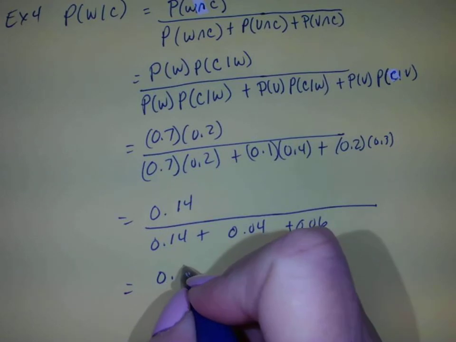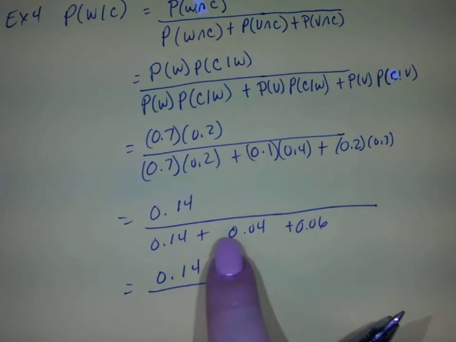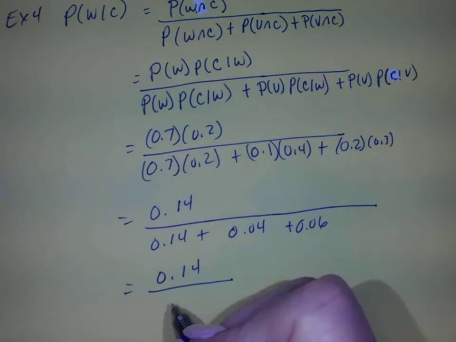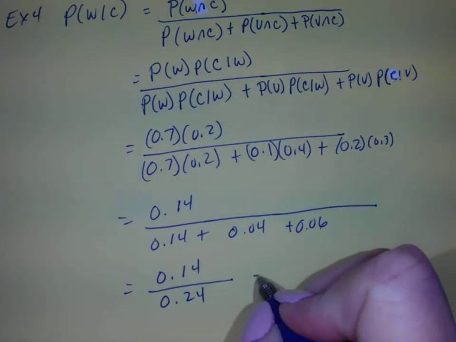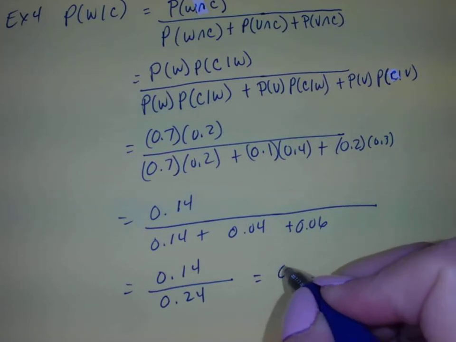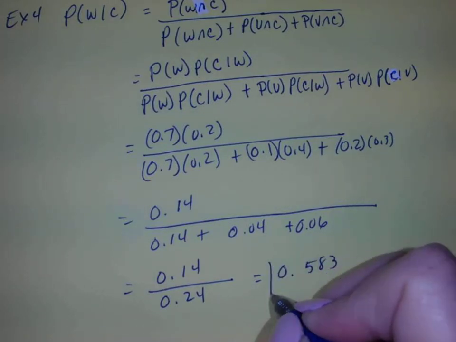All right, so that gets us 0.14 divided by, we've got to add these numbers together, and that gets us 0.24, and that will round to be 0.583.